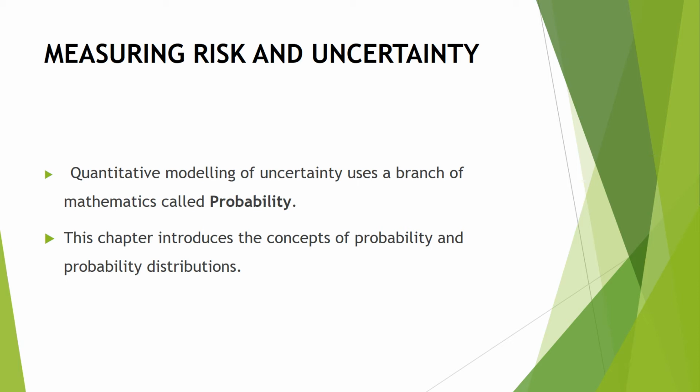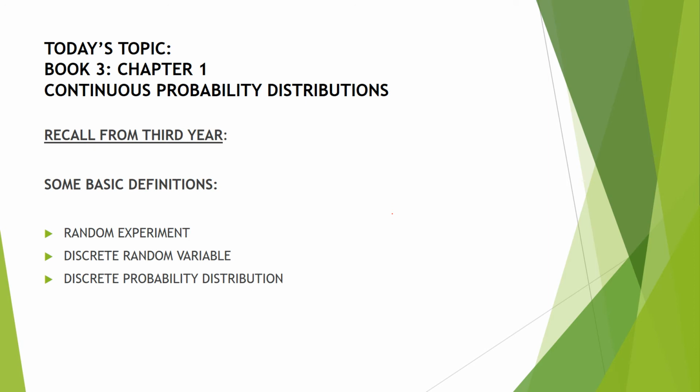The next chapter that we are going to start is chapter number 1, book number 3, that is all about probability and probability distribution. Book 3, chapter 1 is about continuous probability distributions. This is the book that I mentioned earlier, written by Shahid Jamal. So before we go on with the continuous probability distributions, you all must recall from third year some basic definitions that we are going to need throughout this year.